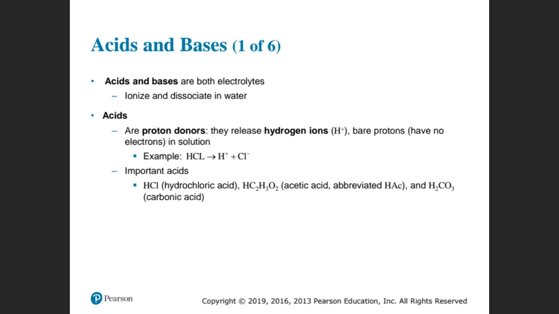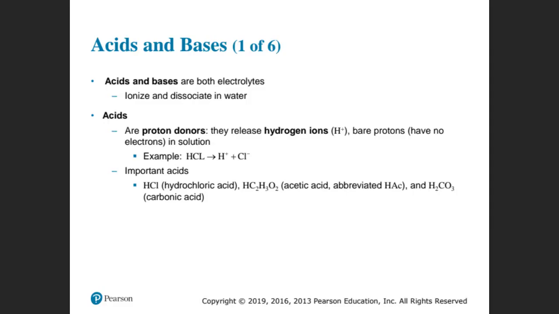Acids and bases are electrolytes too. They ionize and dissociate and break up in water. So let's talk about acids first. They have a pH that ranges from 0 to 6.99. They're known as proton donors because they release hydrogen ions, and hydrogen has an atomic number of 1, has 1 proton, so that's where that comes from. And so they are able to donate lots of hydrogen ions in a solution.